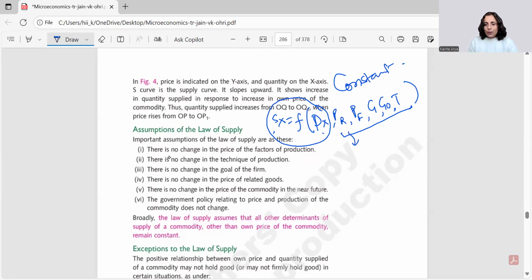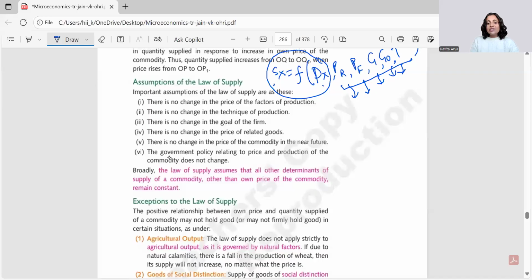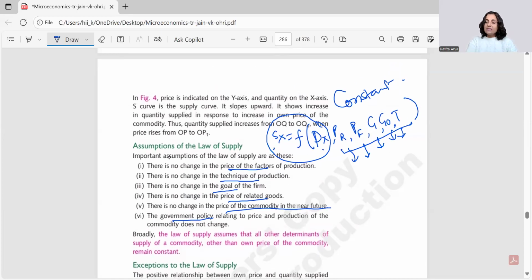So all these points separately when written give you 5 points of assumption, right? Like there is no change in the price of factors of production, no change in technique of production, no change in the goal, no change in the price of related good, and no change in the price of the commodity in the near future. And the government policies also remain the same. So this is about the assumption, meaning the assumption of constancy of other factors, right?